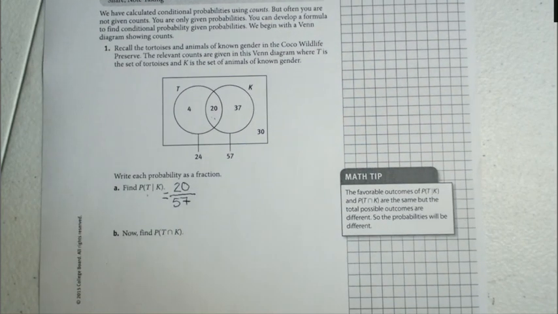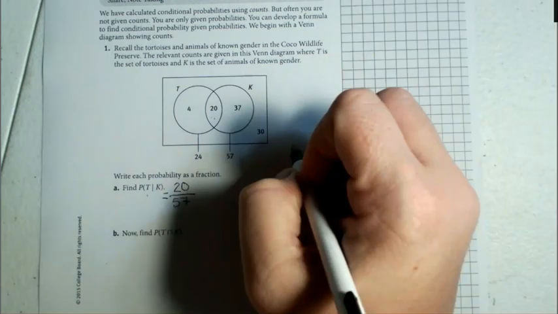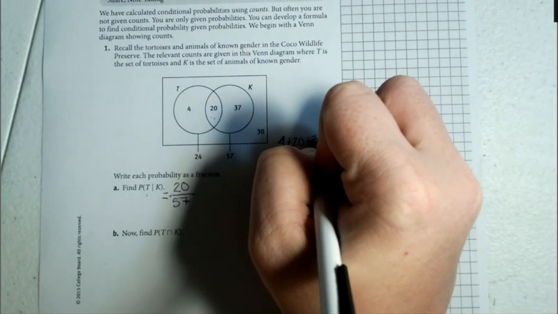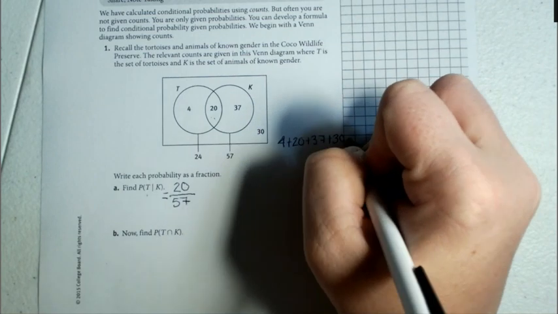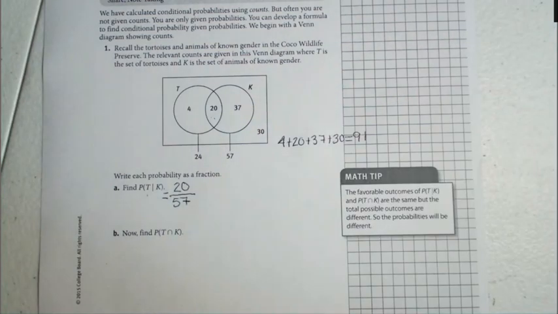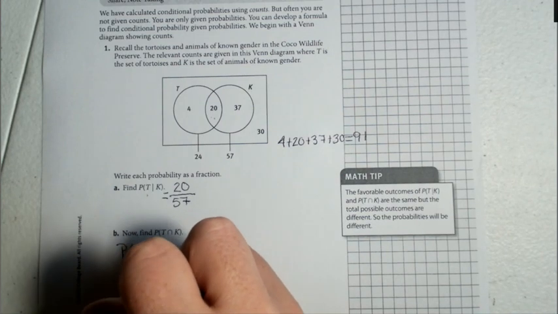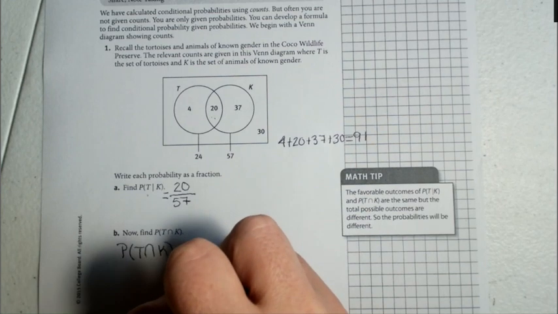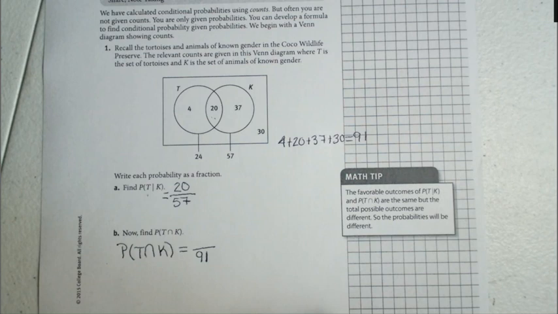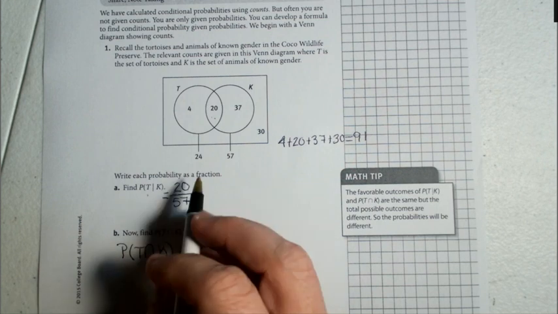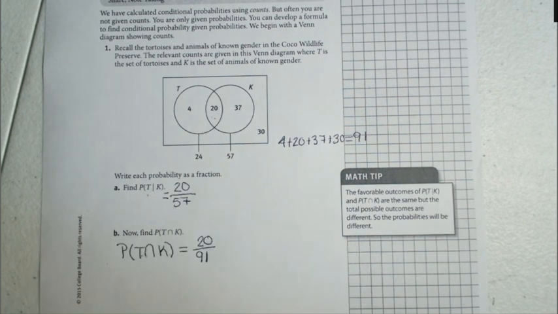Now, find the probability of T and K. Well, there were 91 animals altogether, because if we take 4 plus 20 plus 37 plus 30, that gives us 91 total animals. So to find the probability of T and K, we're going to take the total number of animals at the preserve and how many of them are both tortoises and known gender. Only 20 of those.